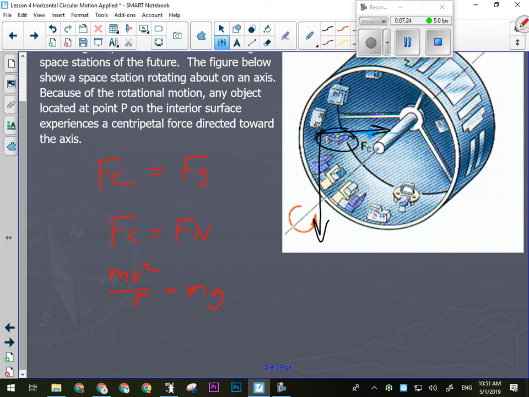And then, a question could ask you any number of things. They could give you the radius and ask you what's the speed that the cylinder has to spin at, or they could give you the speed of the cylinder and ask you for its radius, or give you speed and radius and ask you how heavy you would feel. Okay, something like that. There's any number of ways that a problem like that could go.